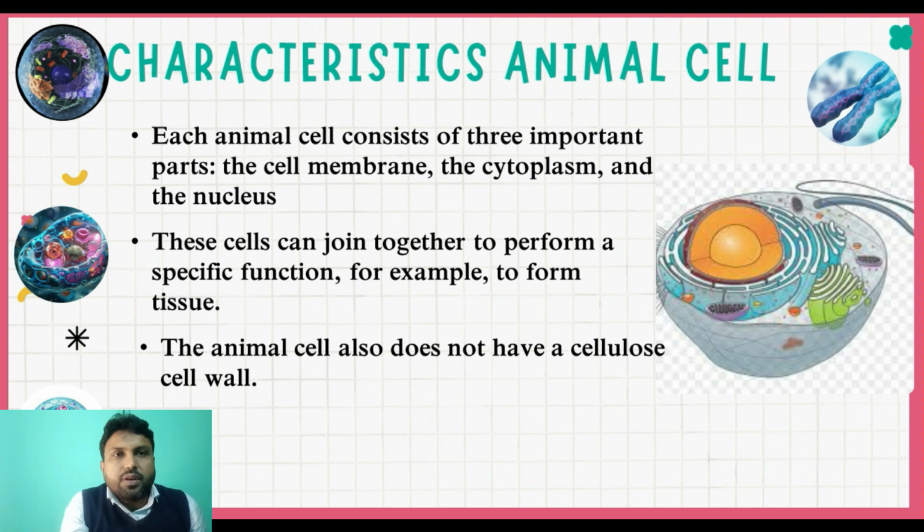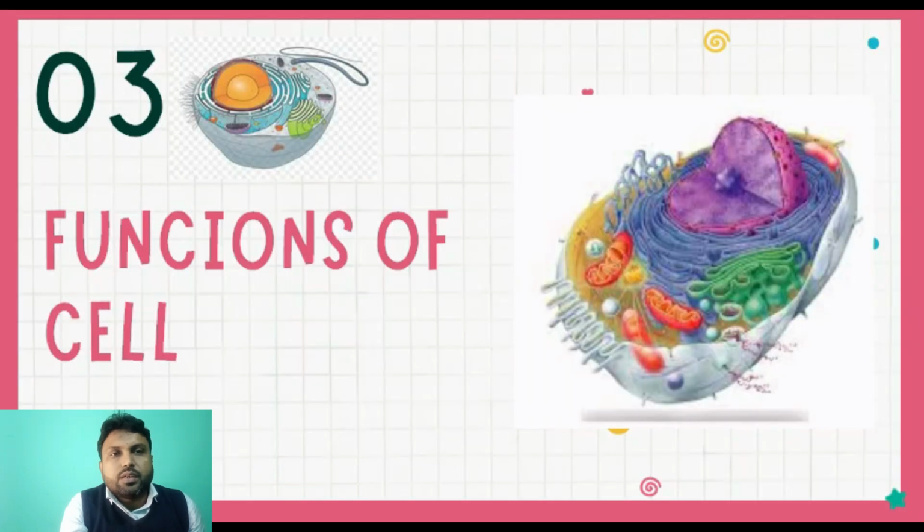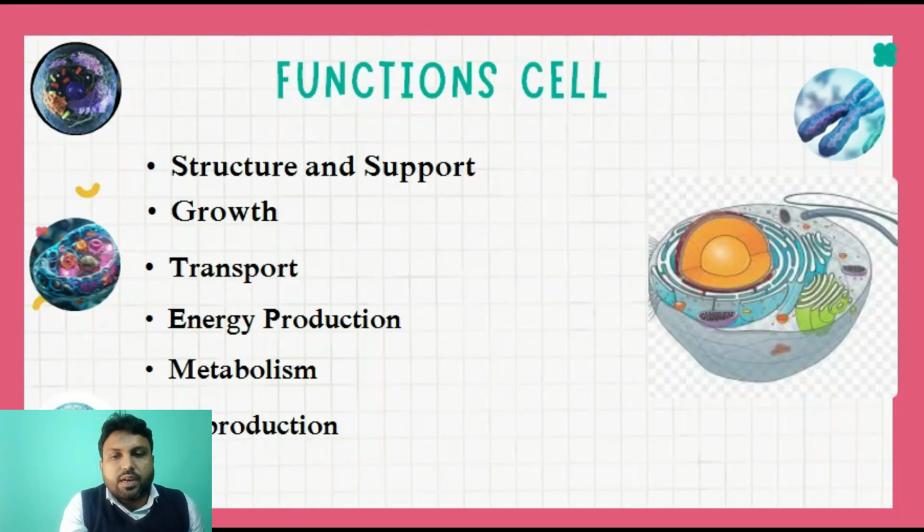So this is the short brief about eukaryotic cells, using the example of animal and plant cells. In the next lecture, we will discuss in detail these types of cells. Now, briefly, we will discuss the function of the cell: structure and support.